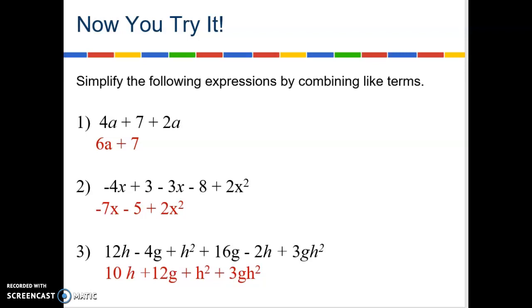All right, now I'm looking at the next term, which is the negative 4g. All right, are there any other g's? Oh, there is. Look, there's a positive 16g. So what is negative 4 plus 16? Well, that's 12. So then we have 12g.